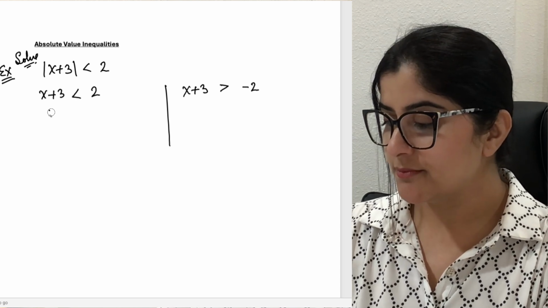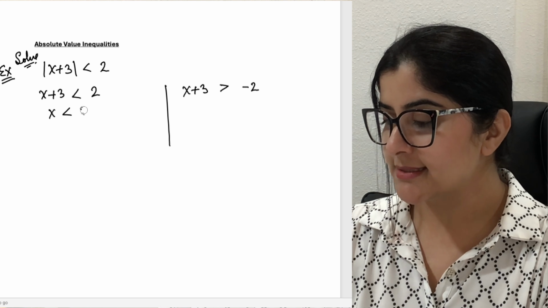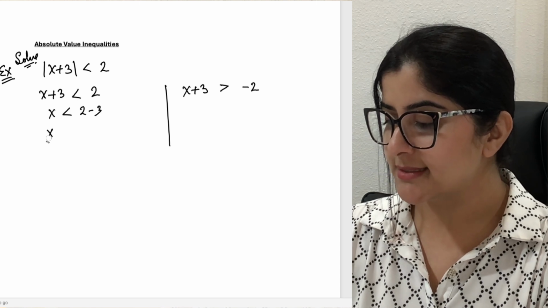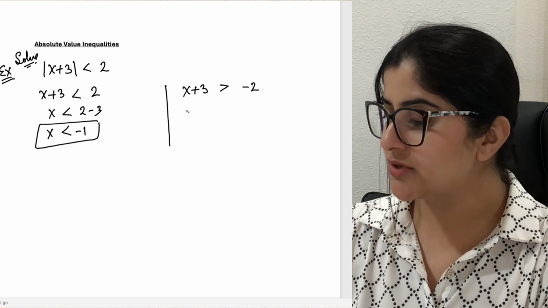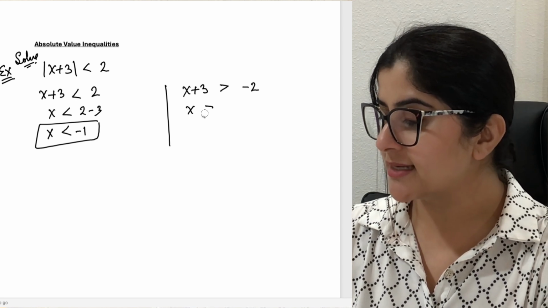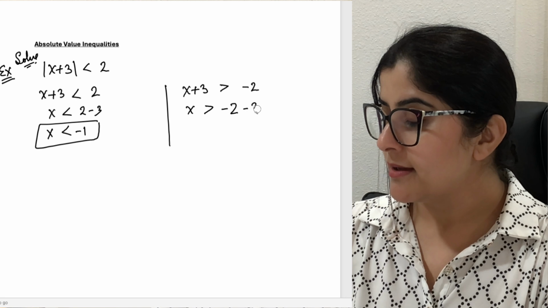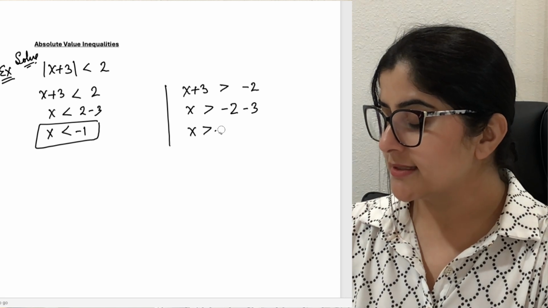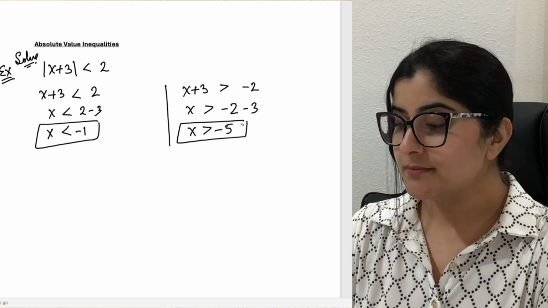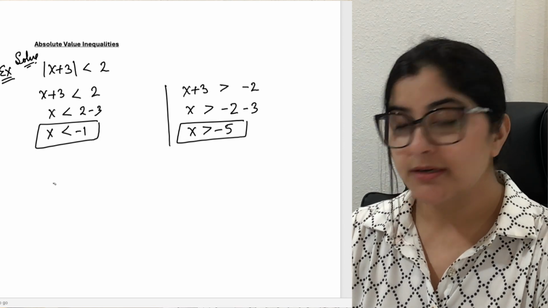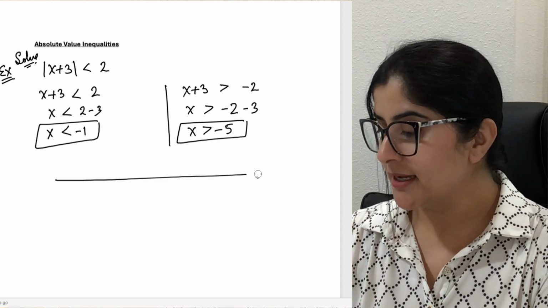So subtract 3 on both sides. We get x is less than 2 minus 3, so x is less than negative 1. And here subtract 3 from both sides. We get x is greater than this, so x is greater than minus 5. So we have these two solutions. So let's plot these two solutions on a real number line.